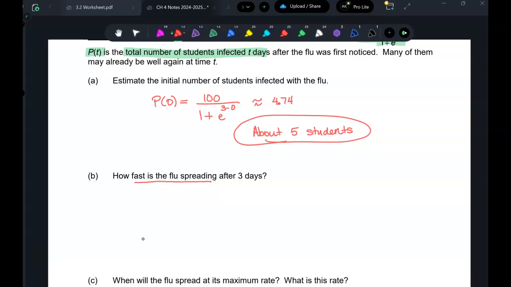Okay, just round to the nearest whole number. Okay, fine. How fast is the flu spreading? At 3 days, so you want Y to be. I want to find the rate of change of the virus at 3. So on your calculators. Wait, I feel like you don't need your calculator for this one.